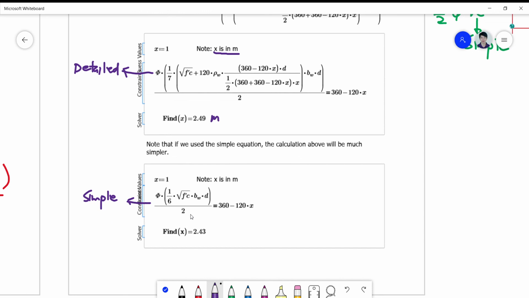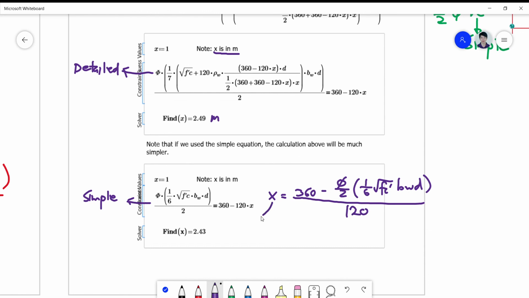by taking into consideration only 1/2 of this value. So how do we do it? x now is simply equal to 360 minus phi over 2. So we have a 2 there, and then 1/6 square root of f'c bwd, and then divided by 120. And that will give you a value of 2.43.